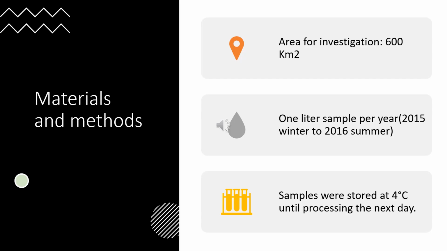In this slide, the materials and methods describe the location and amount of the sample used for the experiment. For this sampling, approximately 600 square kilometers were covered, and the area mainly consists of agricultural, rural or sub-rural land. For the enumeration of E. coli, 1 liter water samples were collected and stored at 4 degrees Celsius until processing the next day.